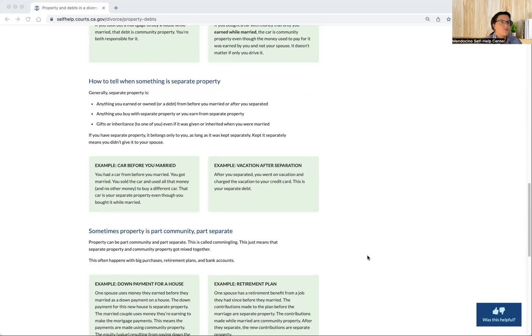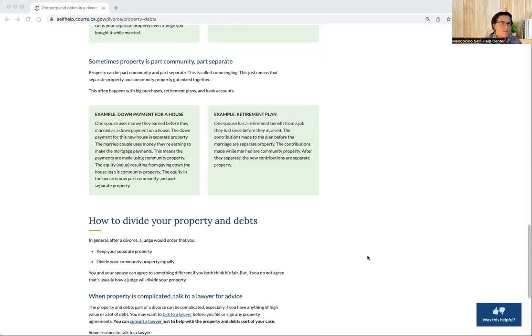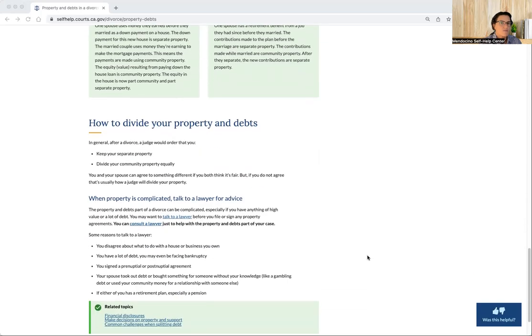When you get divorced or do a legal separation, the judge has to make decisions on all of these issues. In general, as part of a divorce, the judge will order that each of you keeps your separate property and will divide your community property equally.